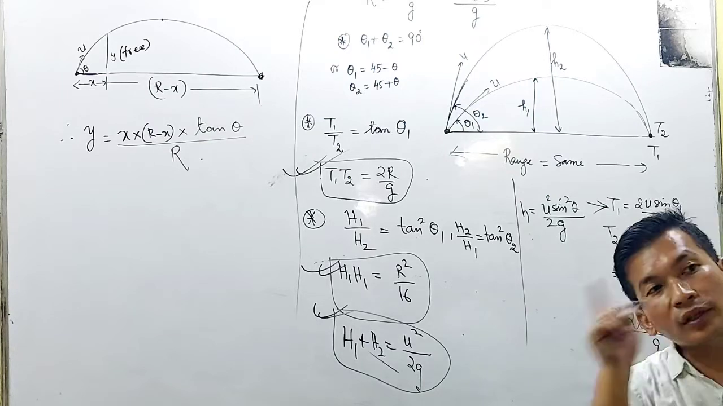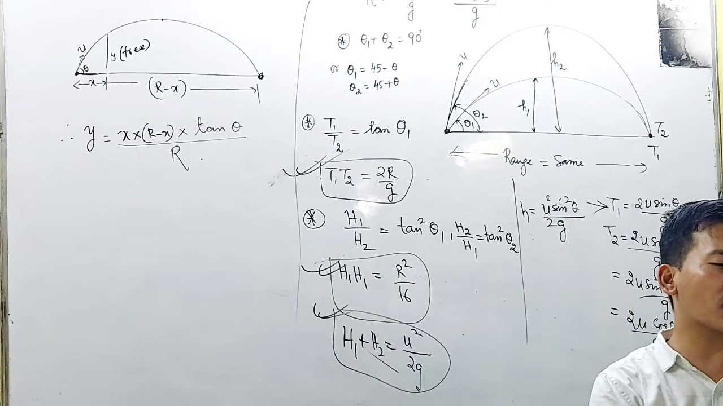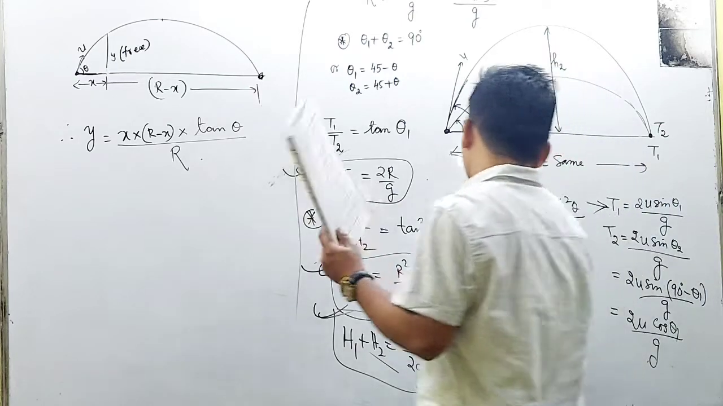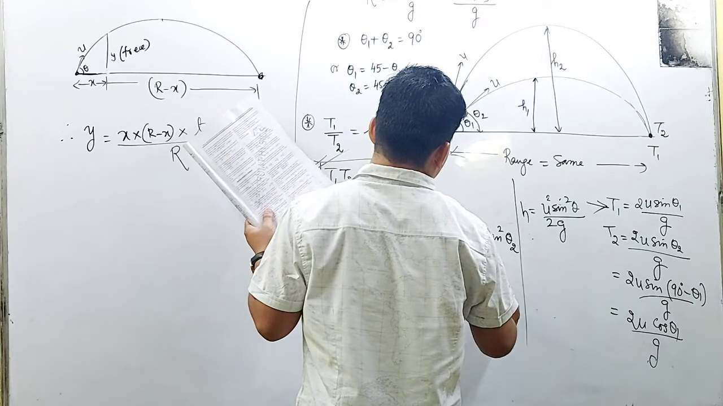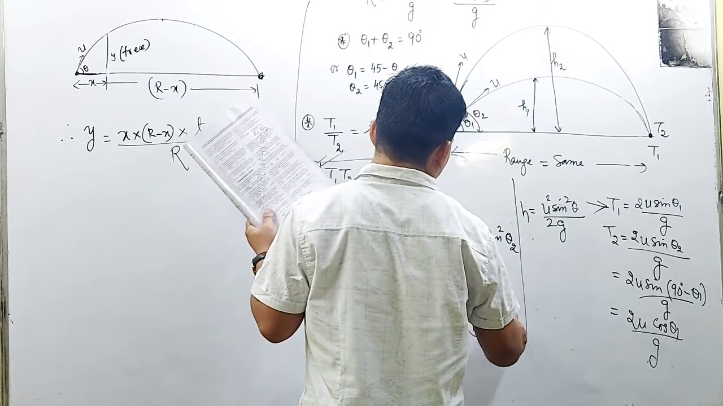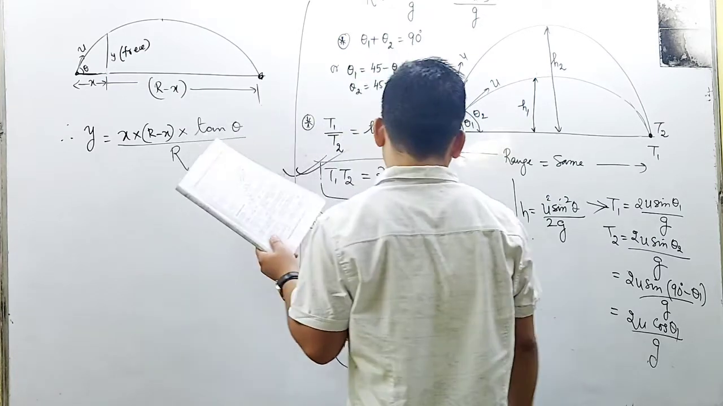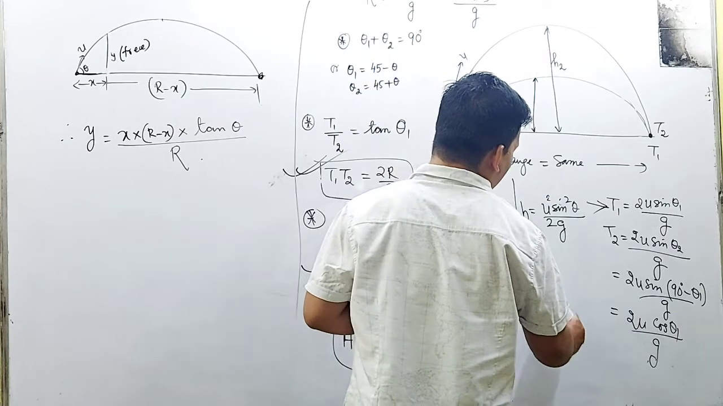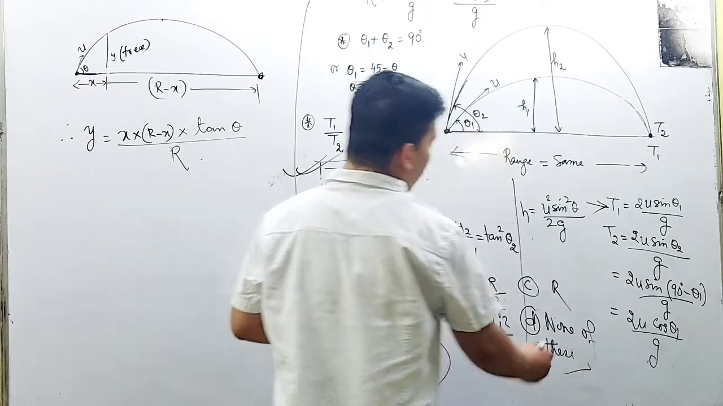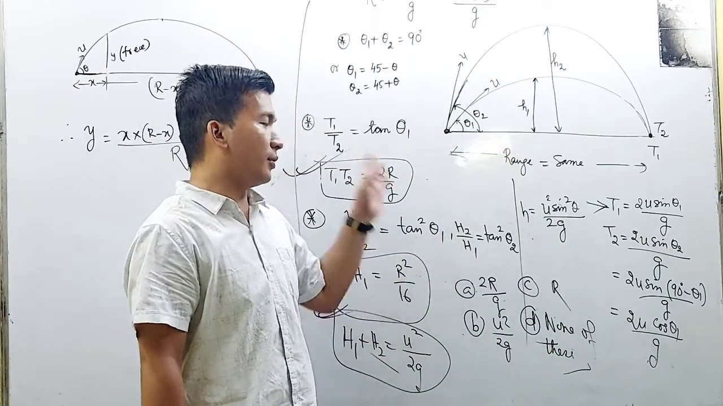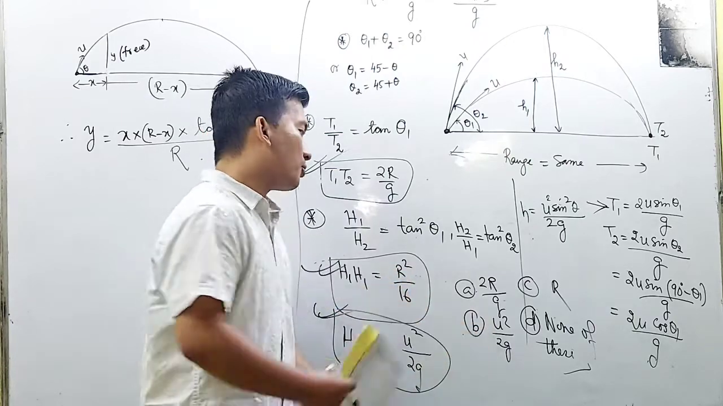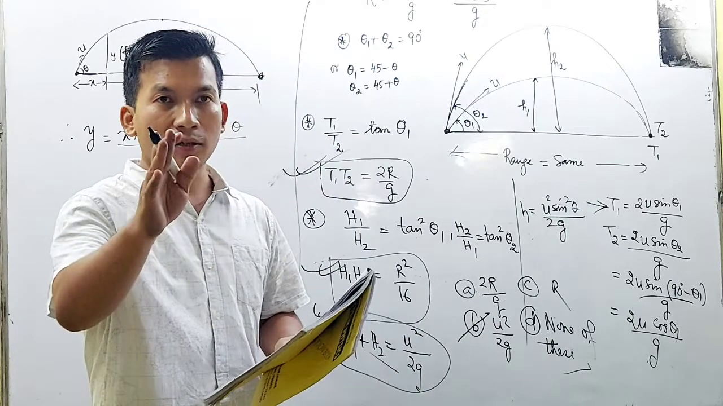The product will give you the range, and the sum will give you the common velocity. Option number a is R divided by g, option number b is u square by 2g, option number c is R, and option number d is none of these. The sum will be used for finding out the common velocity, so option number b will be your answer.